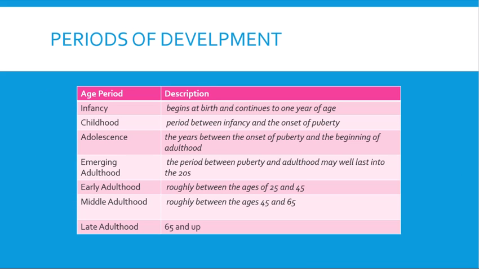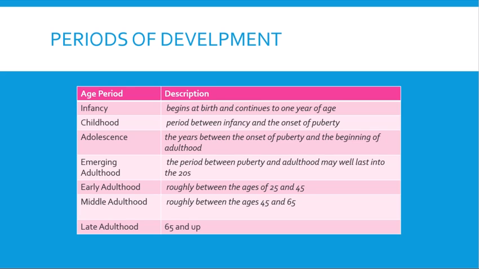Alright, periods of development. We've got infancy, childhood, adolescence, emerging adulthood, early adulthood, middle adulthood, late adulthood. These have all been shifted throughout the past 20 to 30 years. Infancy still stays at about till 1 year of age. Childhood starts at the onset of puberty, but through different environmental factors, the onset of puberty has become earlier for some.